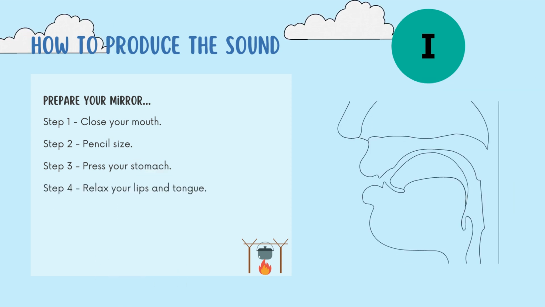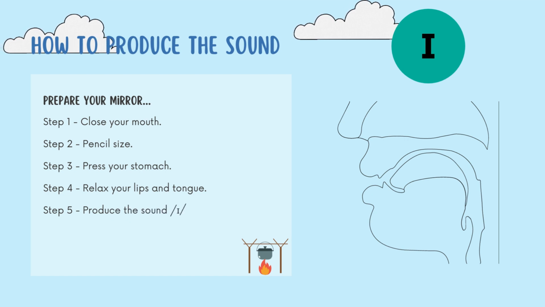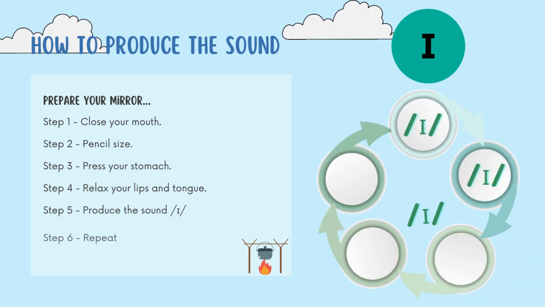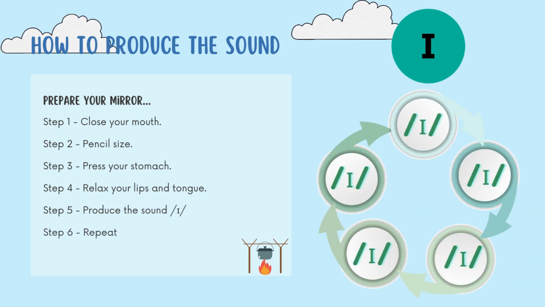Step number 4. Relax your tongue and do not leave your lips open or the sound could be distorted. Step number 5. Produce the sound while pressing your stomach. It sounds like this. I. I. Step number 6. Repeat until you sound like me. Remember that there may be variations depending on the person and mother tongue, but try to imitate following the instructions. Use a mirror to confirm you are doing it right. Keep in mind that we are exaggerating the sound, so you can feel it and identify it.